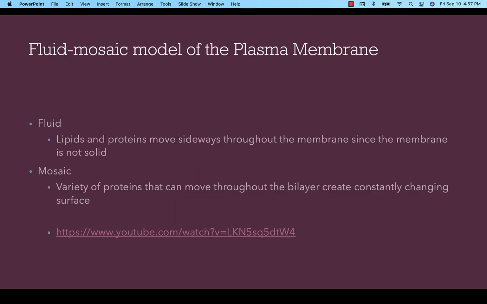All right, so then we call the plasma membrane a fluid-mosaic model since it consists of a variety of macromolecules like protein, lipid, and carbohydrates. And it's fluid because the embedded proteins in the membrane can move around throughout the membrane like they're swimming in a pool. There's a video in the extra study materials for this week that explains this fluid mosaic model of the plasma membrane if you want a little bit more information on this aspect. But what I really need you to know is that lipids and proteins can move throughout the membrane because it's not solid. And it's considered a mosaic because there's a variety of proteins that can be moving through there.